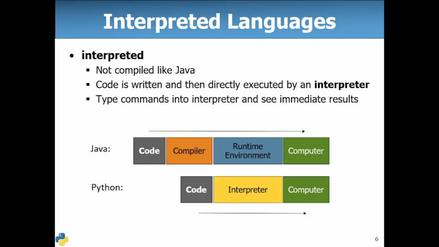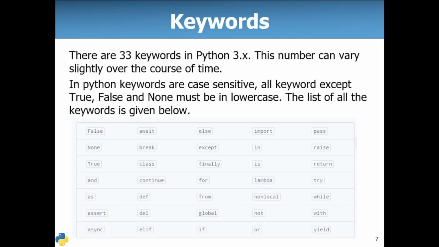It is an interpreter. So now let me say we have 33 keywords in Python 3. These numbers vary slightly over the course of time. When there's an update, the number will change. Now all the keywords in Python are in small letters.